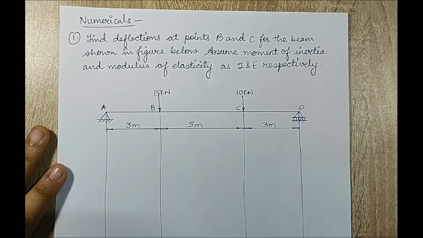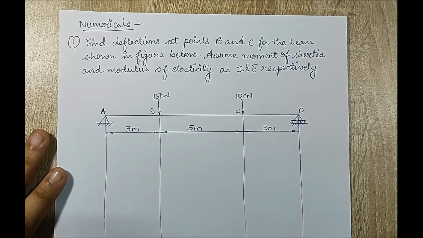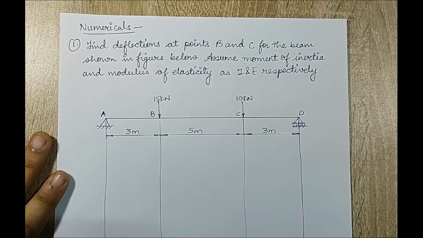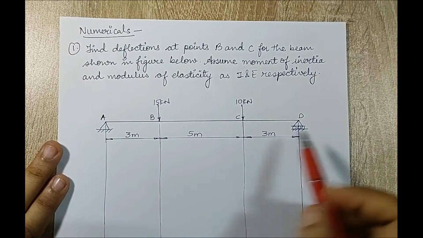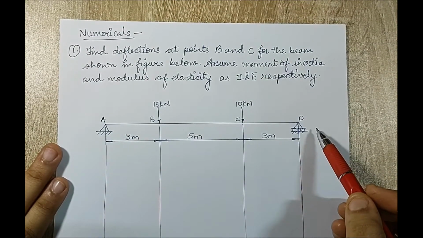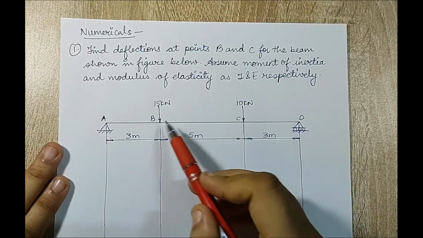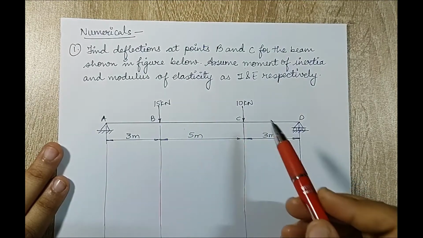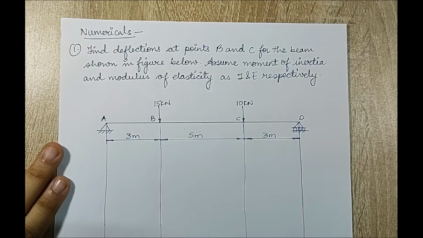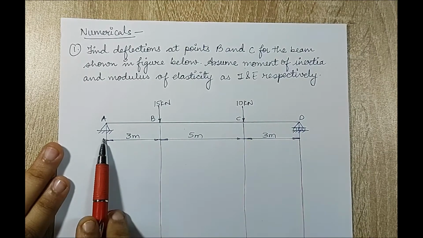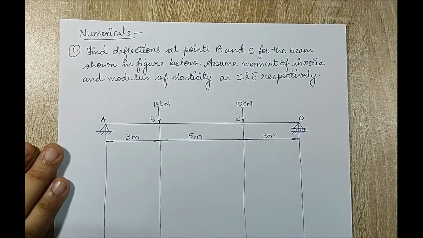Here the value of I and E is not given, so I'm going to leave the problem in terms of I and E. This is the beam. At A and D, there is a hinge and roller respectively. At points B and C, there are some downward forces. So first I'll start with drawing the FBD, that is changing the hinge and roller to support reactions.